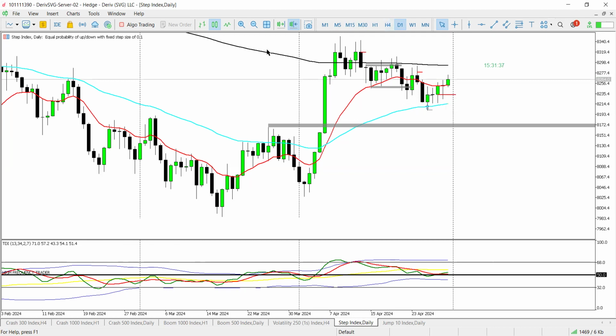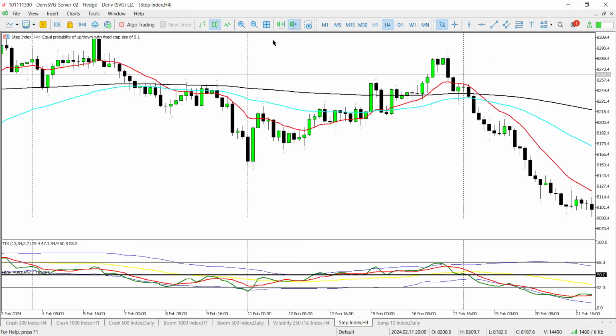And right now, I still do not have a clean bias based on this price action on the daily, because here price can still reject and push down, or they can still continue to push up to the 200 EMA on the daily. So I literally do not have a bias here. I don't think yesterday we had a bias as well.